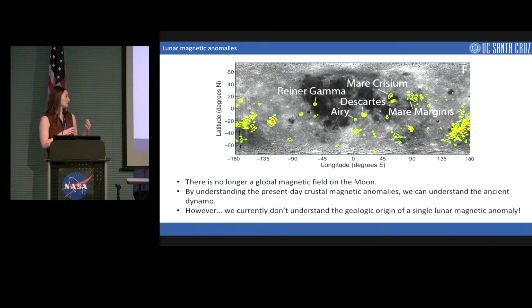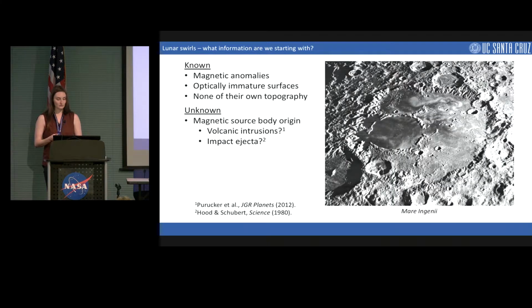Because we do not understand any of these magnetic anomalies, a good way to approach them is with the special tool of swirls, which are circled here. It is interesting to note that all swirls have an associated magnetic anomaly, but not all magnetic anomalies have swirls. So the things that we do know about them is that they all have magnetic anomalies. The surfaces are optically immature. Ian mentioned the shielding from the solar wind ions. And they have none of their own topography. It's just this pattern that is draped over pre-existing topography.